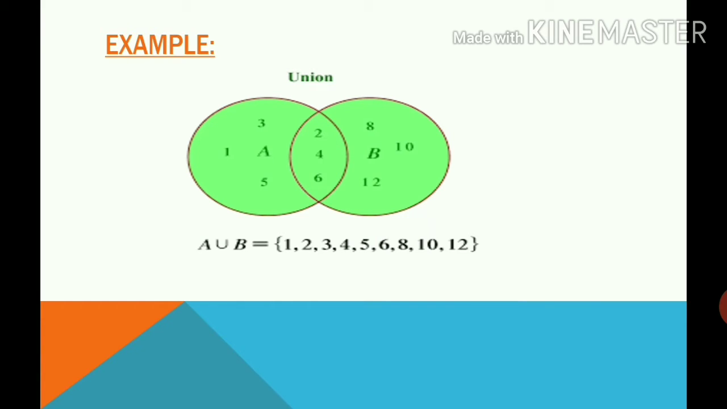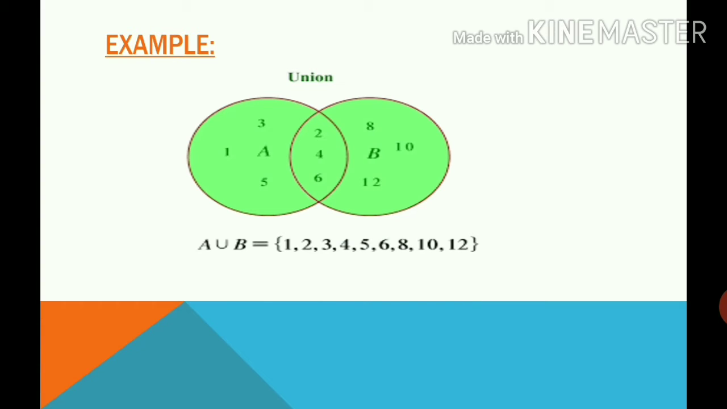Here in between, you can see this oval shape: 2, 4 and 6. This means that this is the common area which both circles are sharing. It means that these elements are included in both sets, in set A and in set B. So you will not repeat these elements, you will just write them one time.